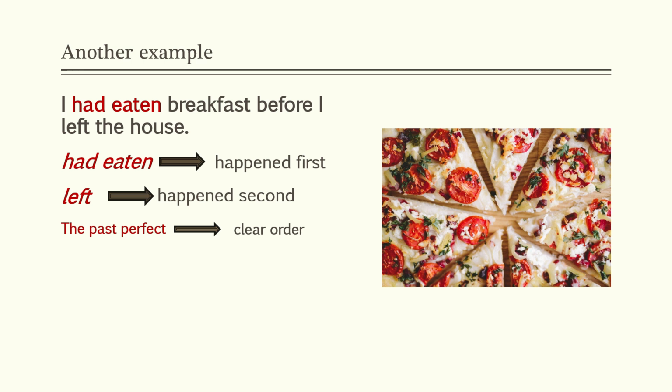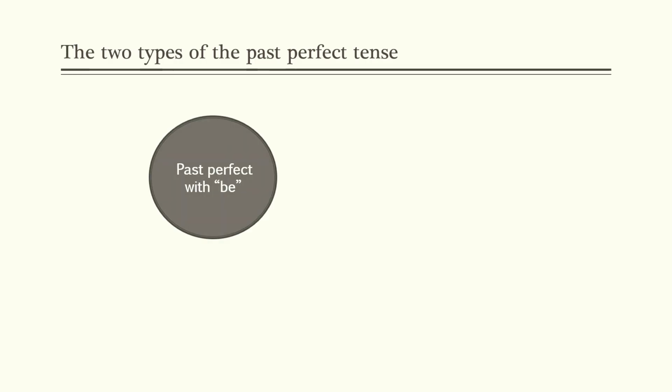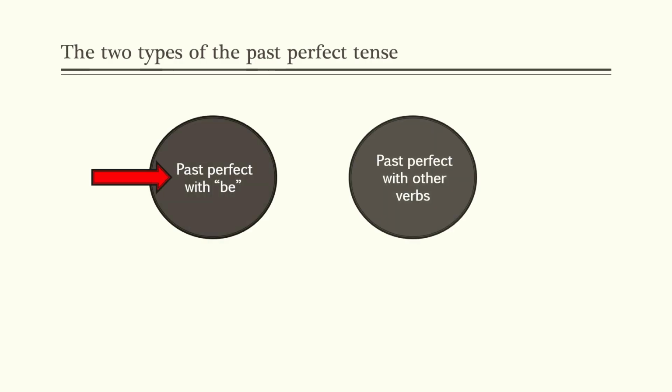Now that we understand the basic idea of the past perfect tense, let's look at the two types of the past perfect. We have the past perfect with be and the past perfect with other verbs. Let's begin with the past perfect with be. Remember, the verb be has an irregular past participle and that form is been. So anytime we use be in the past perfect, we use the structure had been. This never changes.